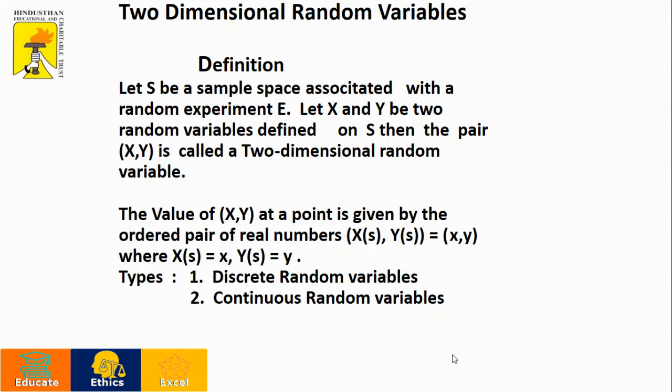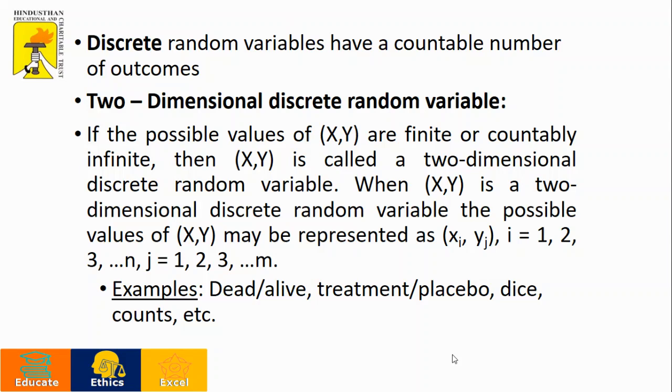There are two types of random variables we are going to see here. The first one is the discrete random variable, and the second one is the continuous random variable. Now we have to discuss the discrete random variable. Discrete means disjoint. That is, discrete random variables have a countable number of outcomes. For a two-dimensional discrete random variable, if the possible values of (x, y) are finite or countably infinite, then (x, y) is called a two-dimensional discrete random variable.